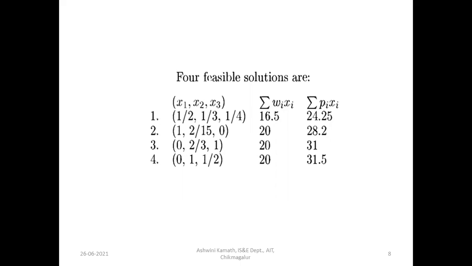So we can notice that the profit weight ratio gives the better result. That is the optimal solution. That is, the first item is not added, the second item is added completely, and half of the third item is added. I hope you understood the concept of the knapsack problem.